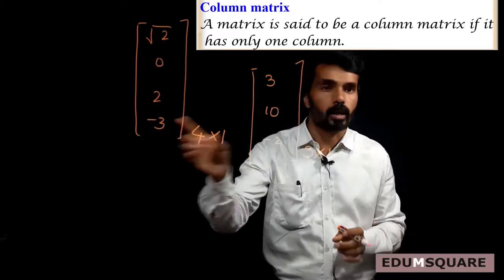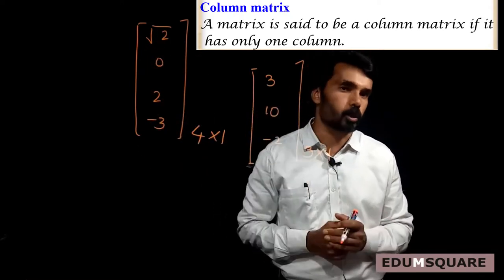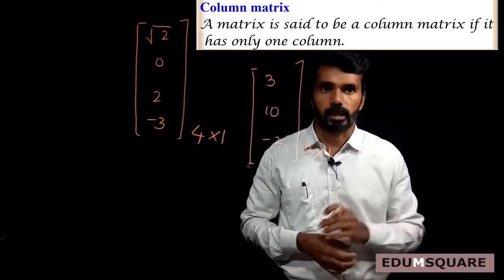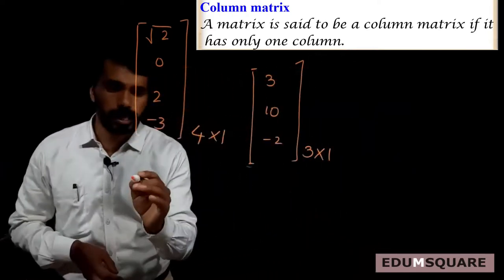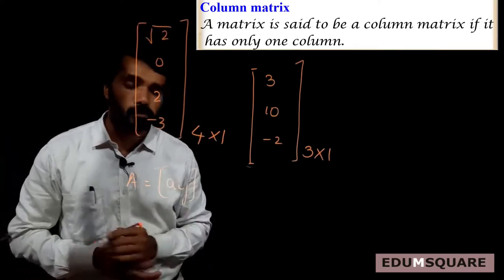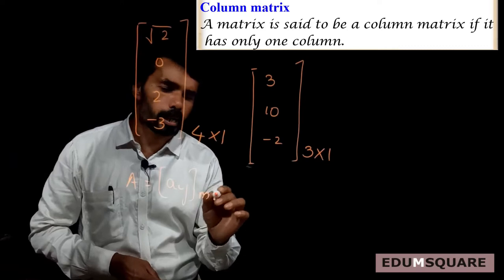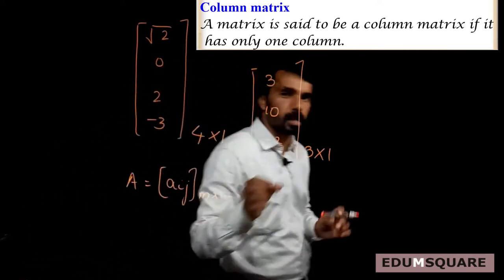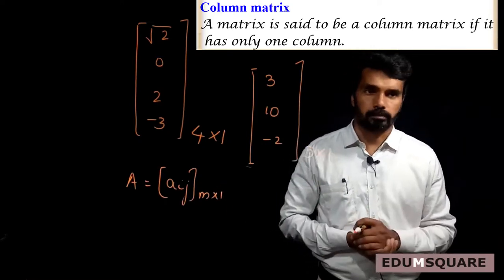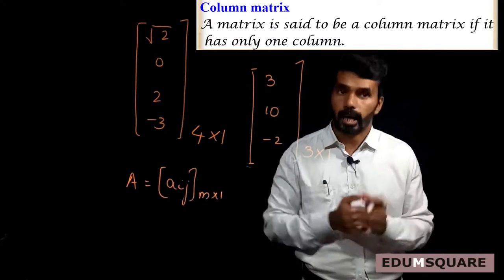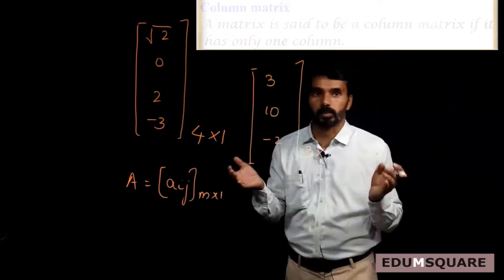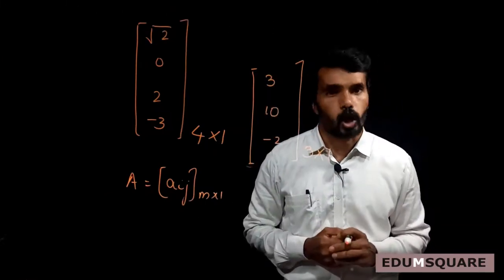Here, this matrix has only one column. This matrix has only one column. So these types of matrices are known as column matrices. In general, A equal to the matrix Aij of order m by 1 is called a column matrix of order m by 1. This m indicates there are m rows but only one column. So these types of matrices are known as a column matrix.